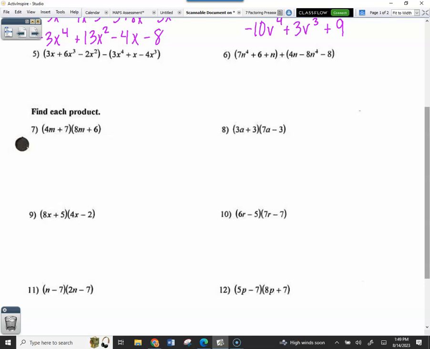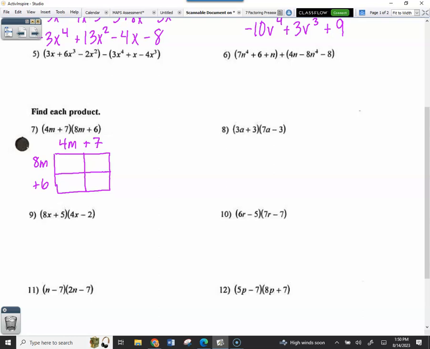The first method is the traditional box method, which means you would need to have spaces, the number of rows for the number of terms, and then the number of columns for that number of terms. And it does not matter which one you put where. If you don't know the box method, or if you choose not to learn the box method, there's nothing wrong with you ignoring me right now. So I'm going to write 4m plus 7 across the top and 8m plus 6 down the side.